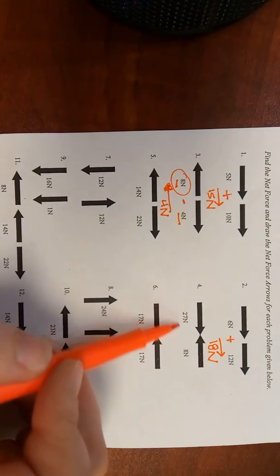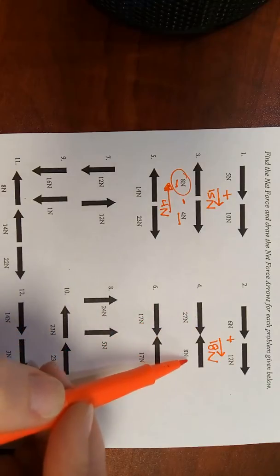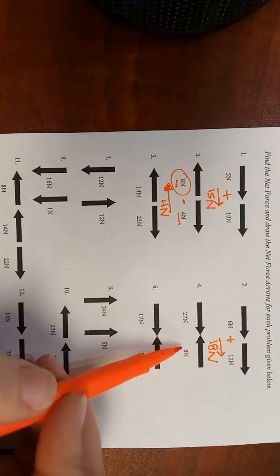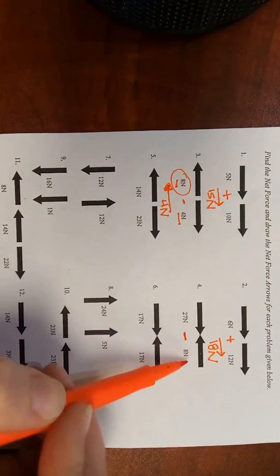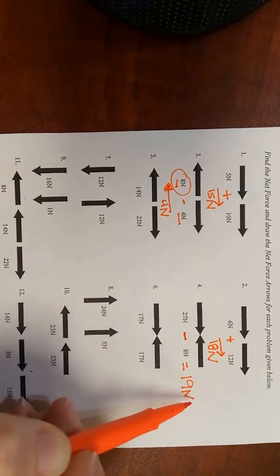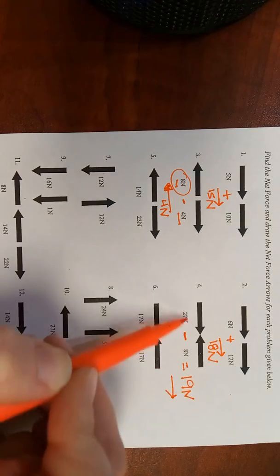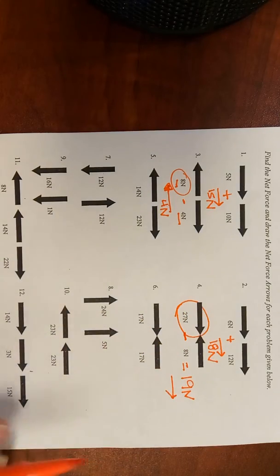Again, if we're having one object moved to the right and it's met with another object being pushed to the left, we're going to take the difference between these two, and that's going to be 19 newtons. But now we need to figure out where it's going to go, and it's going to go to the right because the bigger one is there.